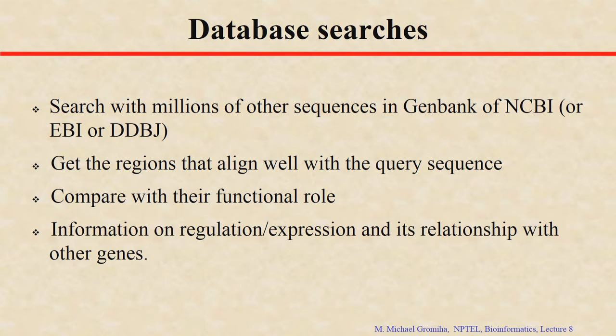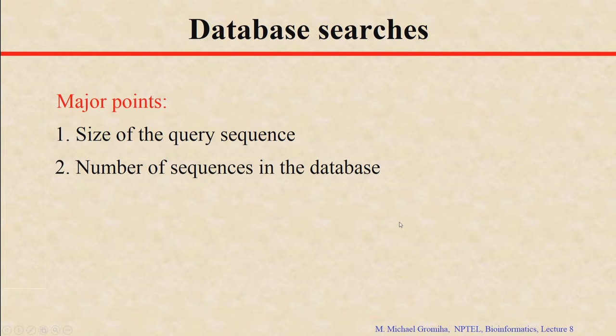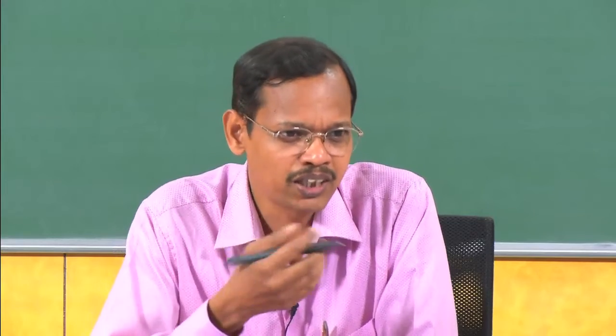So with your query sequence, if you can find a sequence which is aligned with it, then you can try to understand the probable function of your query sequence. Then there is information on the regulation of expression as well as the relationship with other genes. This is why we need the databases, to find the probable sequences which are aligned with your query sequence. So, when you find similar sequences, what are the major points we have to consider? Your query depends on the size of the sequence.